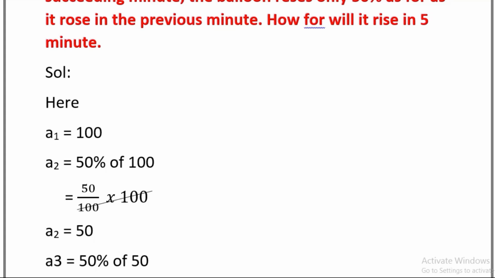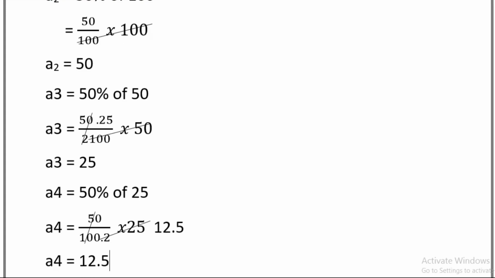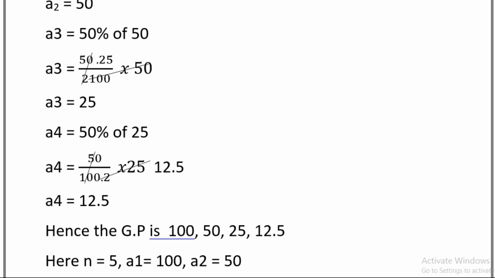Next, third term is 50% of the previous term, that is 50. So 50% of 50 is equal to 25. Next, third term A3 is equal to 25 and the fourth term is equal to 50% of the previous term, that is 25. So 50% of 25 is equal to 12.5. Hence the geometric progression is: first term 100, second term 50, third term 25, fourth term 12.5, and so on.